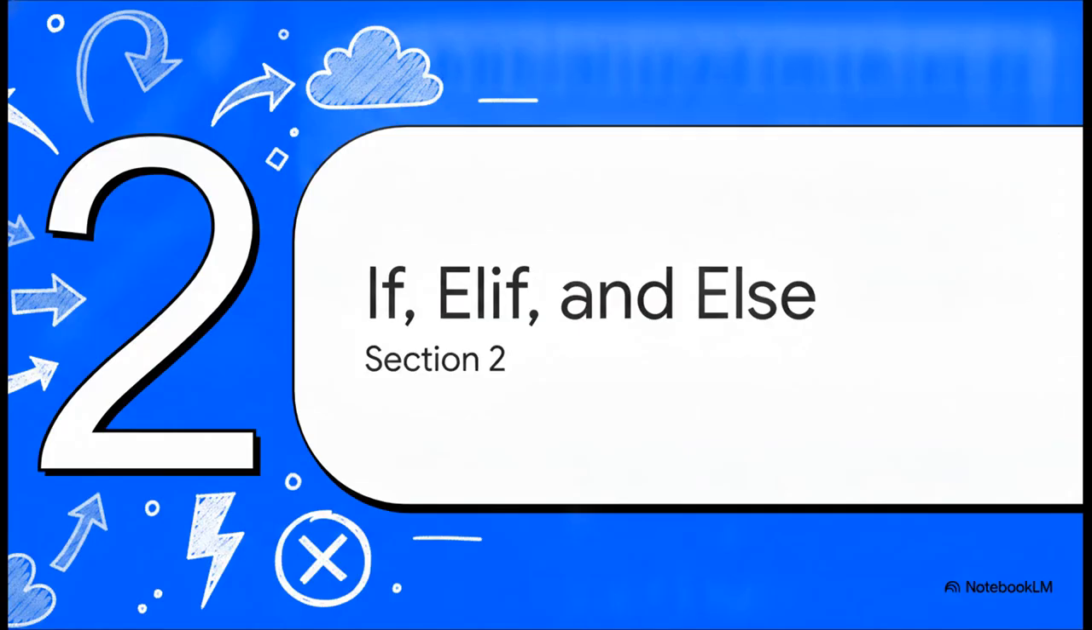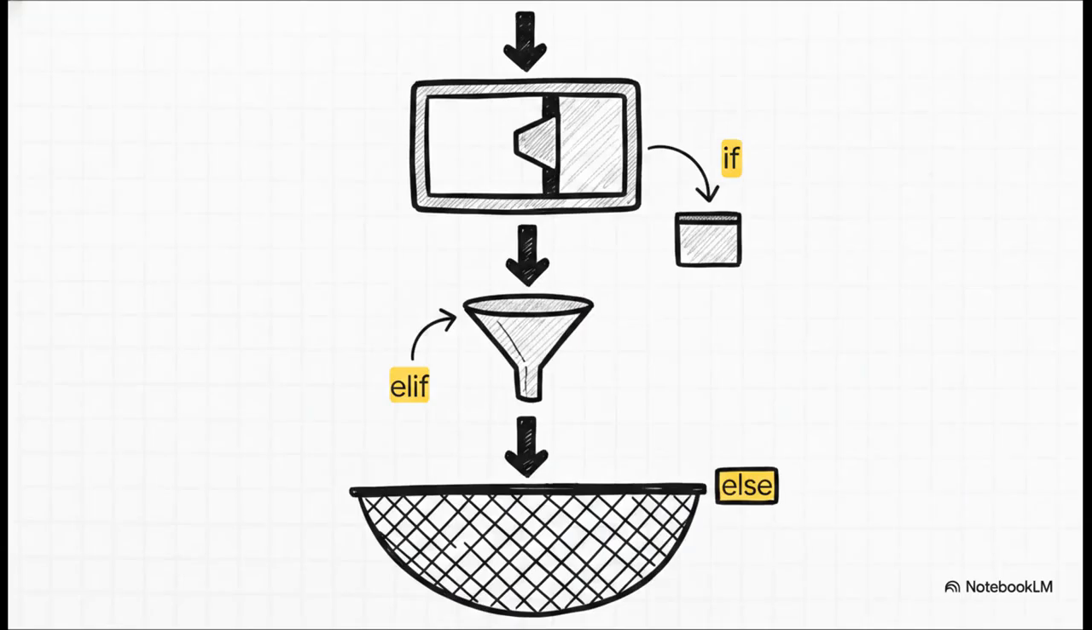Section 2. If, elif, and else. Okay, so let's meet your core decision team. Think of these 3 commands as a squad working together to filter data through different branches. First up is the if statement. This is the very first condition you check. It basically asks, hey, is this specific thing true?